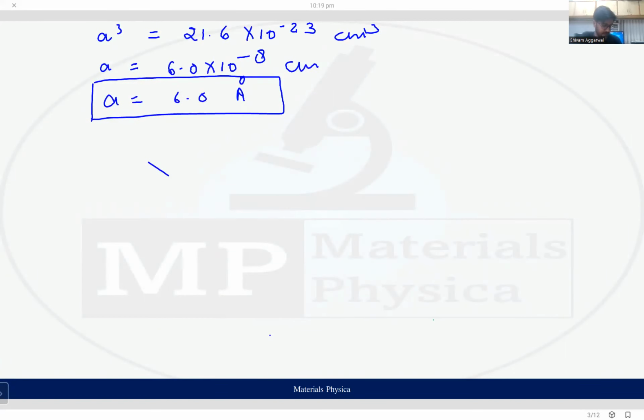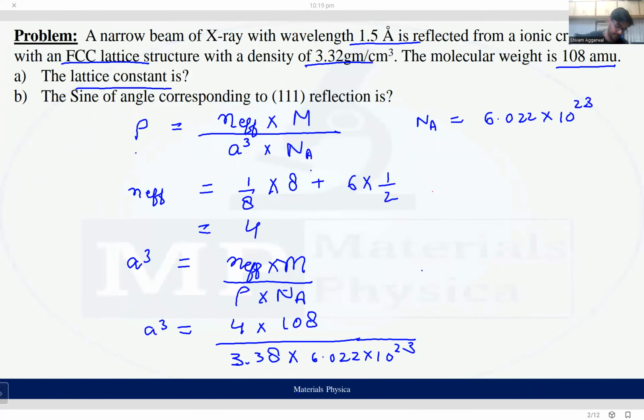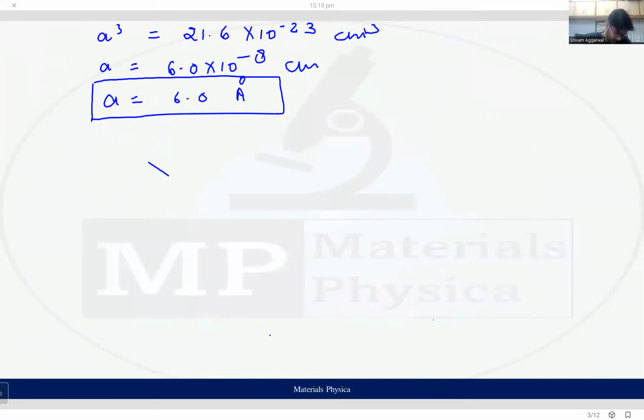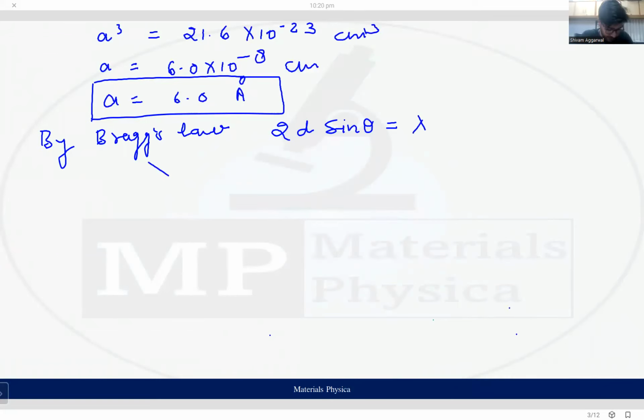The lattice constant is 6.0 angstrom. Now the next part, the sine of the angle corresponding to the 111 reflection. By Bragg's law, 2d sine theta is equal to n lambda, but here n is not given, so we will take n equal to 1. So 2d sine theta is equal to lambda, and we have to calculate the sine theta for this question.